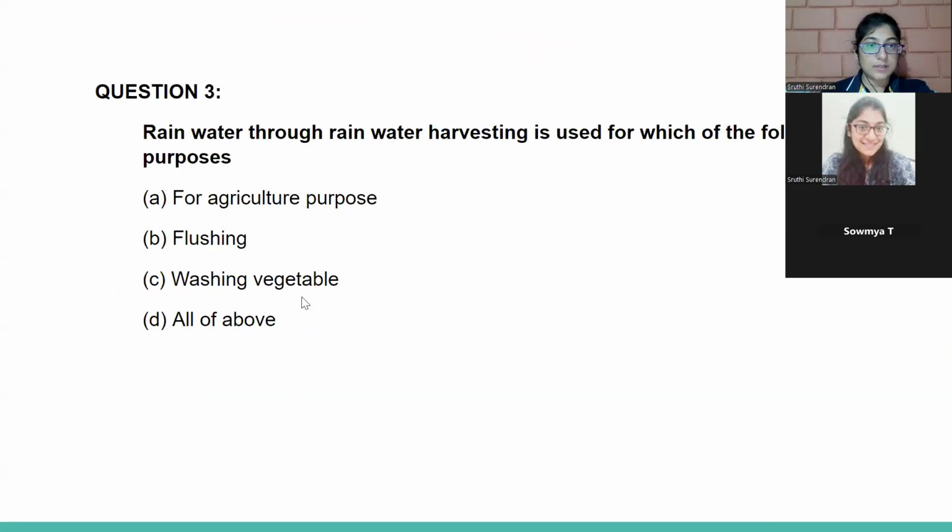Moving on to the next question. Rainwater through rainwater harvesting is used for which of the following purposes? Can it be used for agricultural purposes, for flushing, washing vegetables, or can it be used for all of these? You can drop in your answers in the chat box.